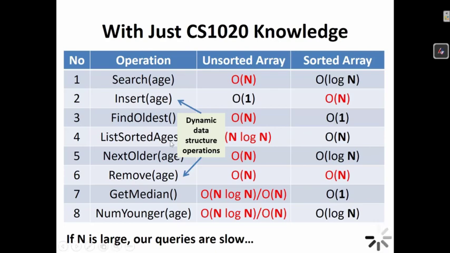List sorted ages. There's no way it can be less than O(n), right? Because I need to go through everything. Yeah. Okay, but hopefully I want everything else to be less than O(n).